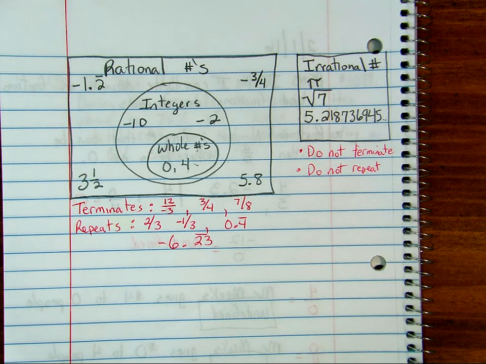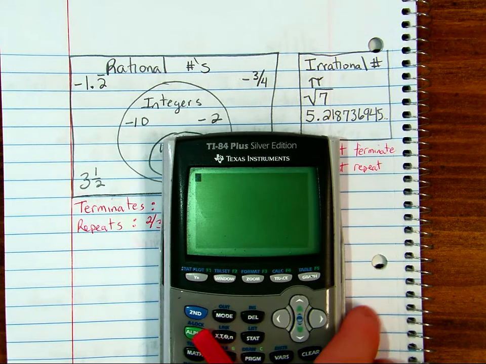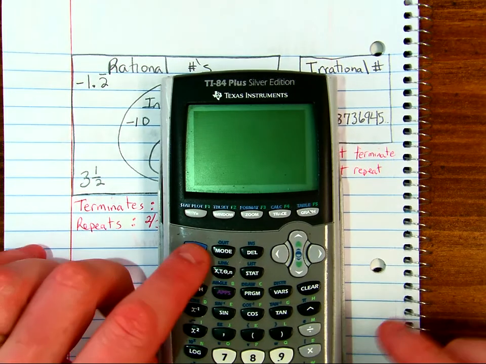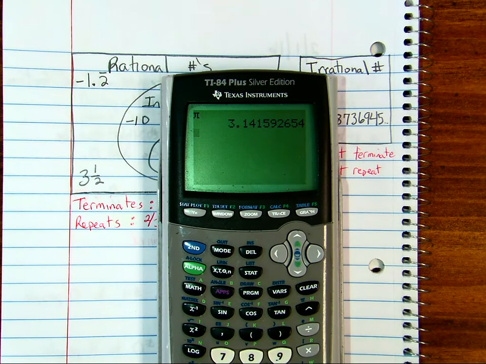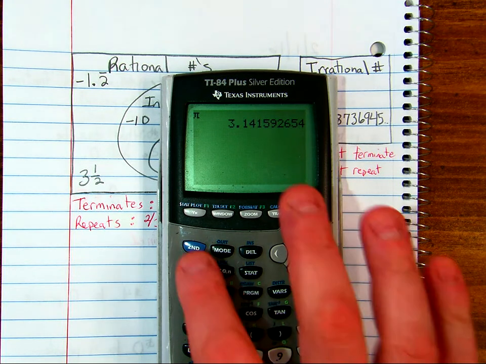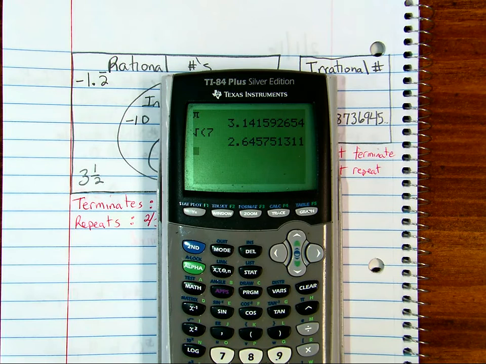The same thing with the square root of 7. So there's pi. The answer is 3.1415926541237. And it keeps going on like that. There's no pattern. Therefore, we call those numbers irrational. Square root of 7 is 2.645751311124, and it keeps going on. That's called an irrational number.